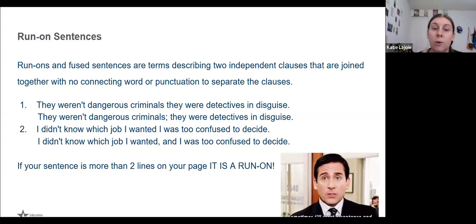So you can see in the second line, we need to put that semicolon in there to separate these two ideas. Then example 2, we say, I didn't know which job I wanted. I was too confused to decide. Again, it's not the most offensive run-on I've ever seen, but we've got two ideas. I didn't know about the job and I was too confused. So we need to add a comma and a conjunction, which in this case is and, because that's the same subject. You're adding information to prevent it from being a run-on. Another way to prevent run-ons is to put a period in there.